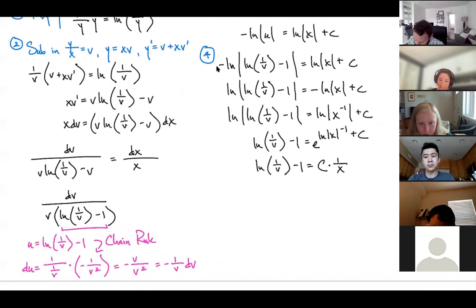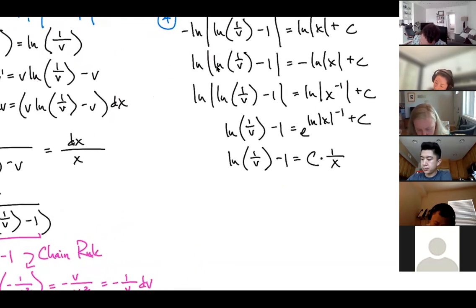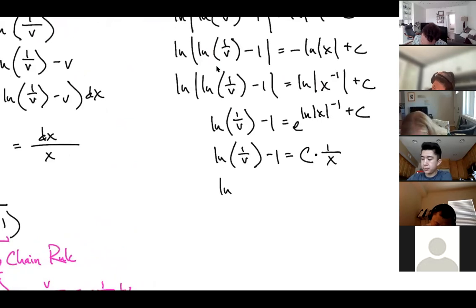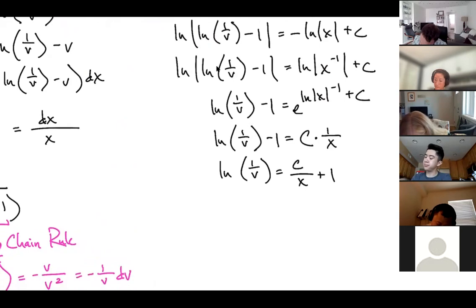All right. So I think we can finish this problem in the last 8 minutes that we have. Thank you, Christian, for catching that mistake in my parentheses. We're going to add 1 to both sides, and then exponentiate both sides to get rid of that natural log. So natural log of 1 over v equals c over x plus 1. And then I'm going to exponentiate both sides, so I'll end up with 1 over v here and e to the c over x plus 1.